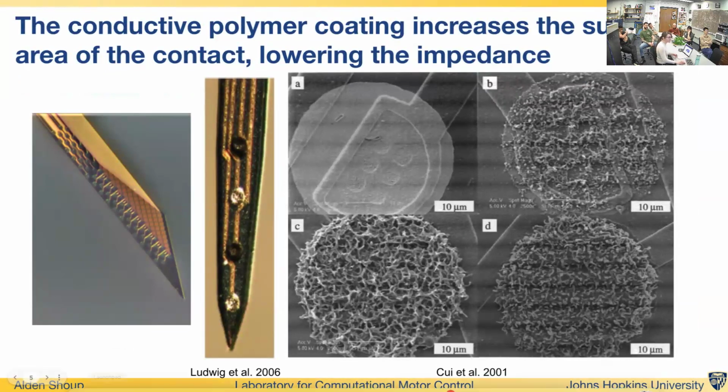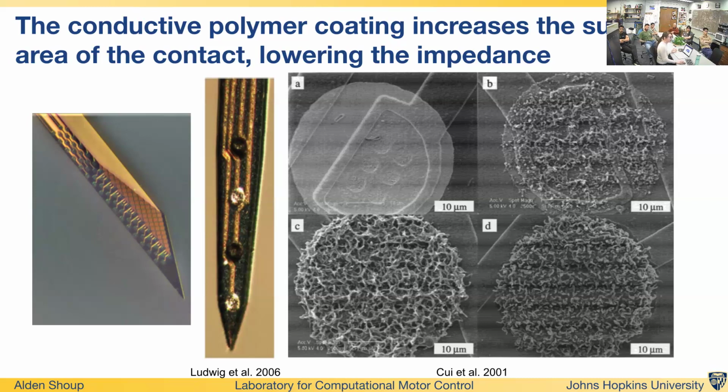So the conductive polymer coating on these probes is an improvement. When you minimize the contact size on probes, your impedance increases. It reduces your ability to pick up the electrical signal from these small cells. And so in order to deal with this problem, what a lot of companies do is they'll coat these very small contacts with a conductive polymer. The mechanism behind this is increasing the surface area by almost putting a fuzzy structure on the contact.